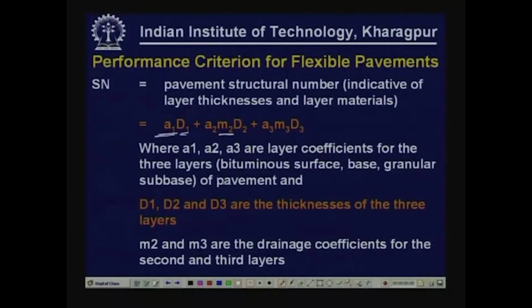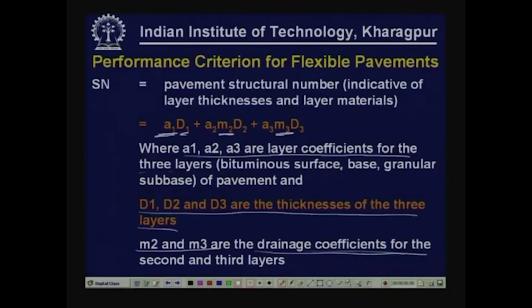layer. We see there are M2, M3 parameters built into the system only for the second and third layer if it is granular base and granular subbase. We can have a look at this equation. So granular base and granular subbase has got M2 and M3 parameters. As shown here, these are drainage coefficients for the second and third layers. D1, D2, D3 are the thickness of the 3 layers. A1, A2, A3 are layer coefficients for the 3 layers, bitumen surface, granular base and granular subbase of the pavement.